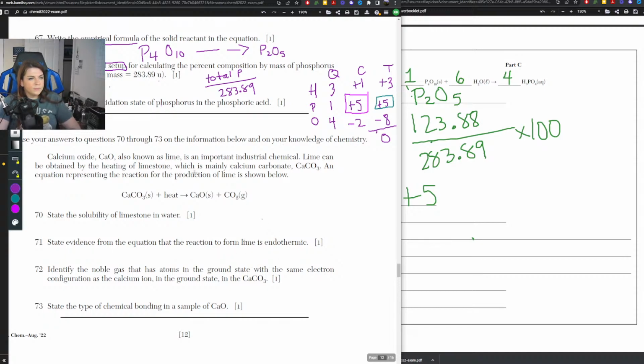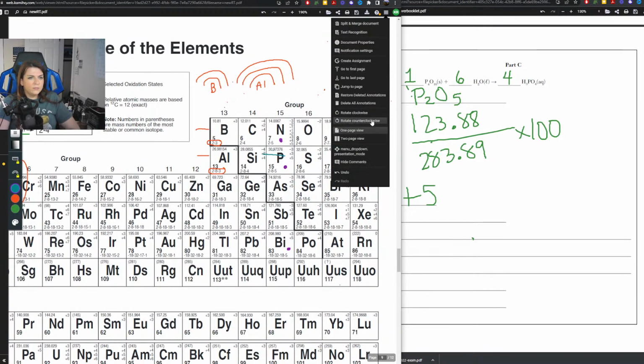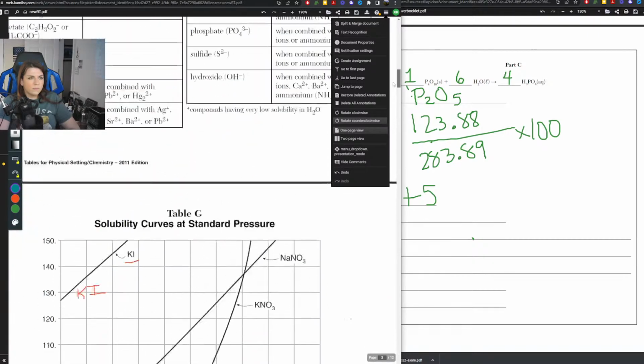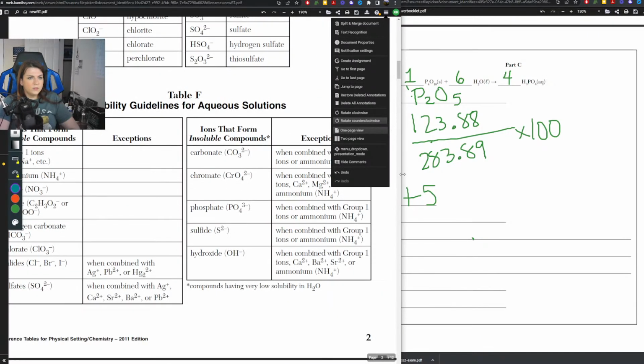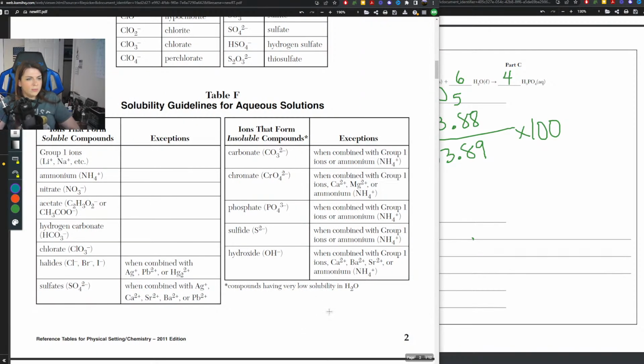Limestone is calcium carbonate, CaCO3. So the solubility is either going to be insoluble or soluble. We're going to take a look at the solubility table, which I believe is Table F. There we go. We love Table F. Table F is actually a combination of two tables, and I talked about this in the reference table live stream, so definitely head back and take a look at that if you haven't.